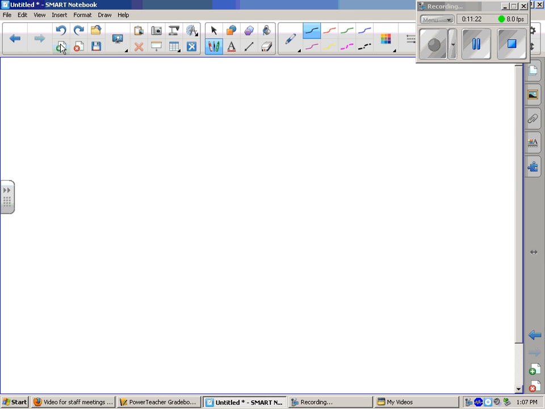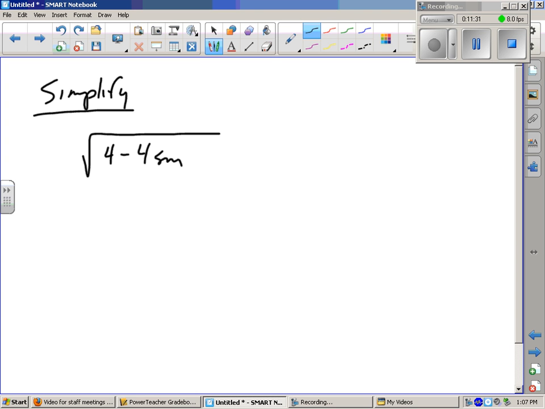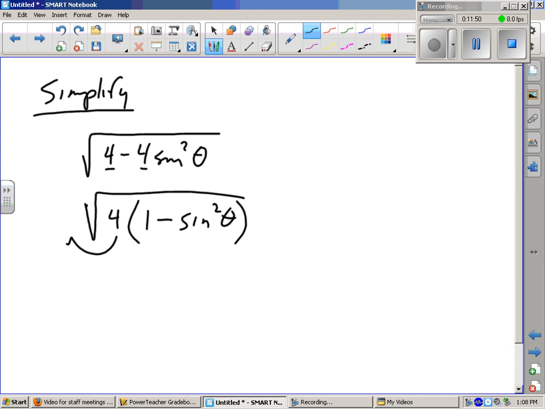All right, this next problem is not a proof, it's just a simplify problem. I have a square root of 4 minus 4 sine squared. Okay, you may not take out pieces unless it's multiplication. So what we're going to have to do here is factor a 4 out front. So each of these has a 4. I'm going to factor it out front. I'm left with 1 minus sine squared. Now the 4 can come out because it's multiplication here.